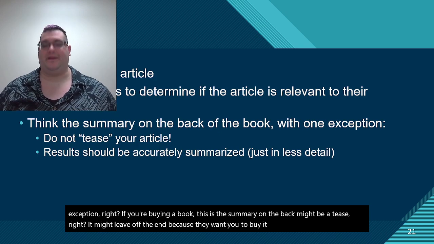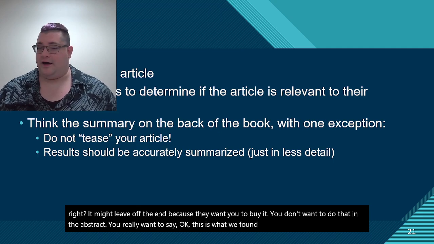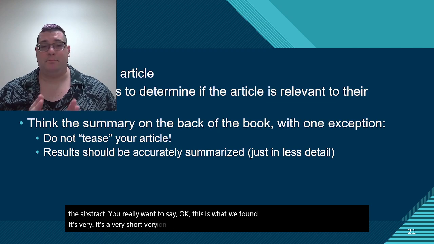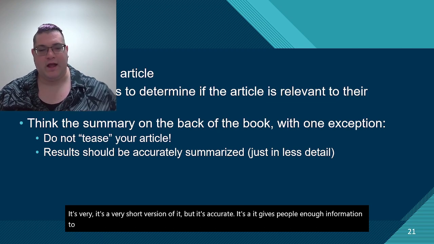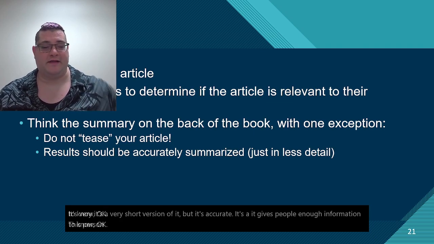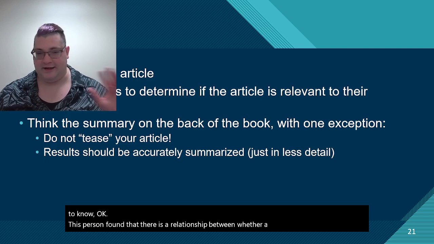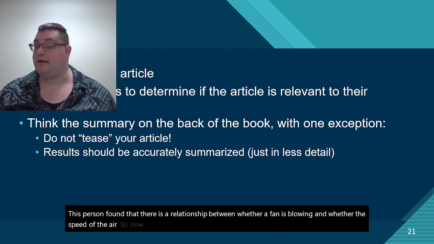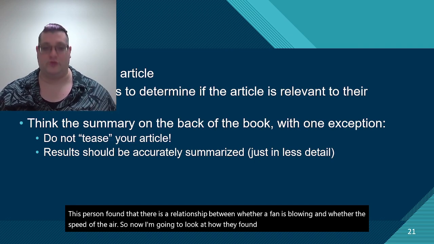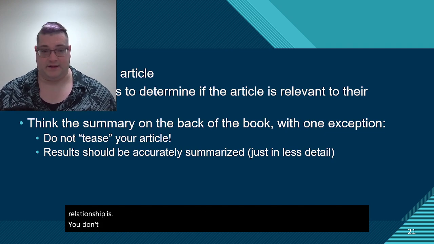You don't want to do that in the abstract. You really want to say, okay, this is what we found. It's a very short version of it, but it's accurate. It gives people enough information to know, okay, this person found that there is a relationship between whether a fan is blowing and the speed of the air. So now I'm going to look at how they found it and how strong that relationship is. You don't want to leave people guessing.